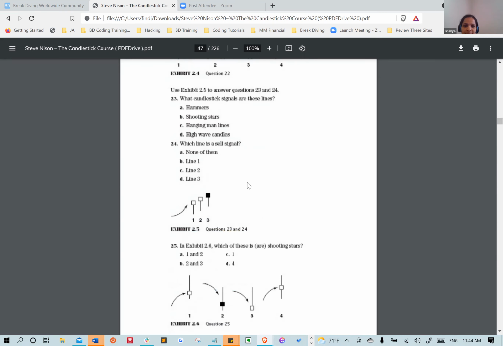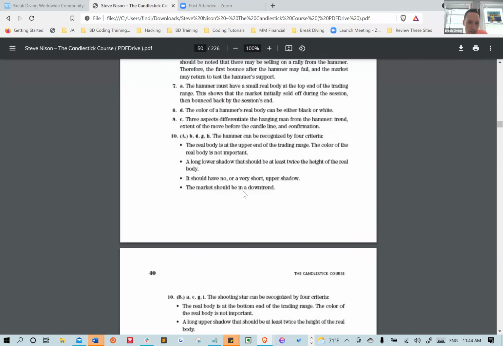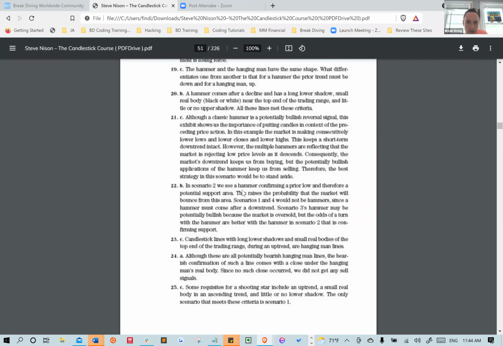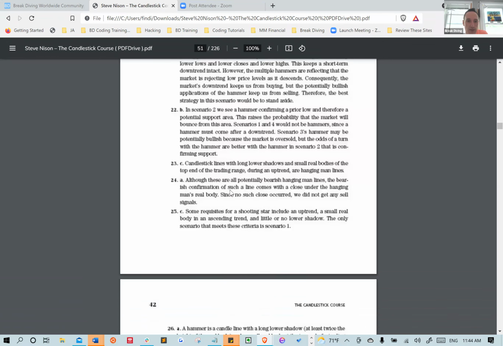Question 12, what's the answer? We don't know because it's A, B, or C, but we could read about that. We can't guess because we don't know what the question is. Candlestick lines with long lower shadows and small real bodies are hanging men. Okay, we can't do 24, 25.